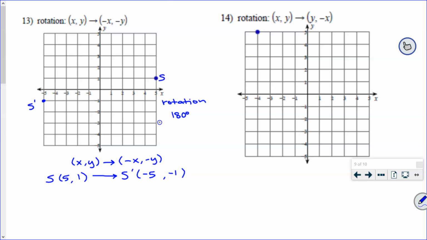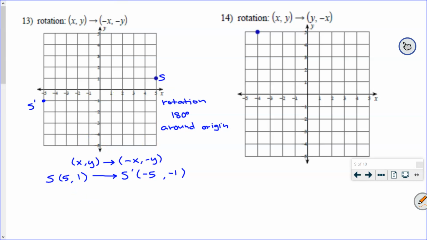But I want us to be really clear on all of our transformations, that we're being really precise. Rotation 180 degrees around the origin. Notice I didn't say the direction. 180 degrees is the only one where I don't really care about the direction, because it doesn't matter if it's clockwise or counterclockwise, the result is the same.